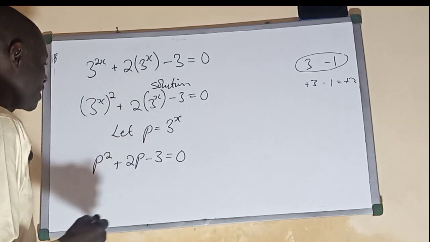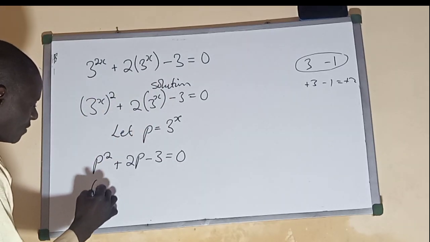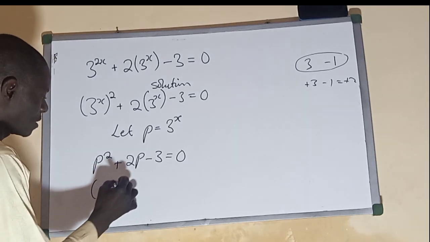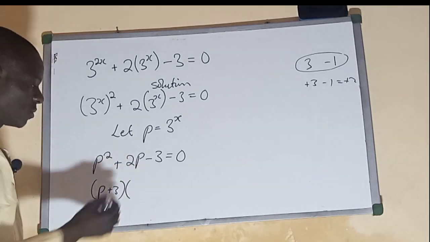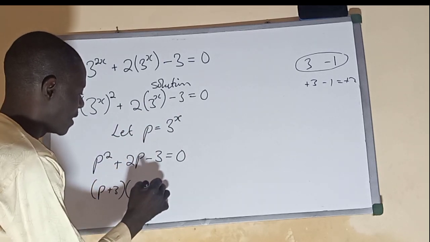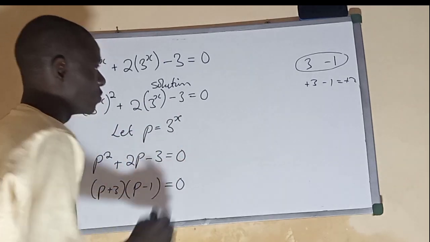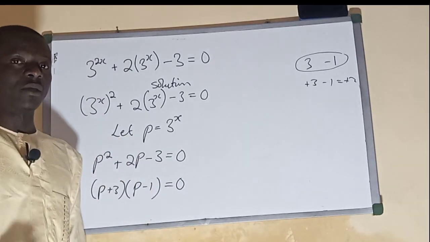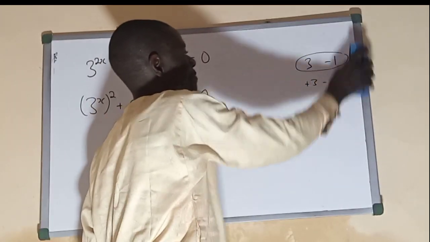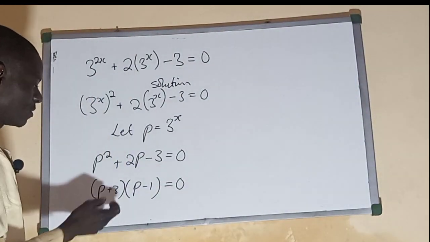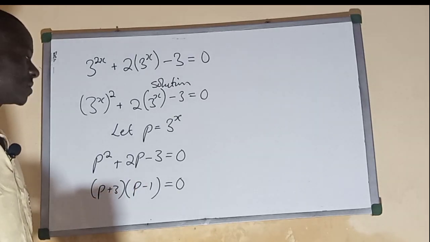Now we manipulate these factors. We open our bracket with phi, take one of our factors, that is phi plus 3, and close the bracket, then open another bracket and say phi minus 1 equals 0. I hope we are following. So we have now factorized our equation. We now have the product of two real numbers.